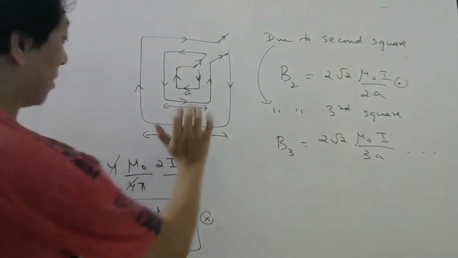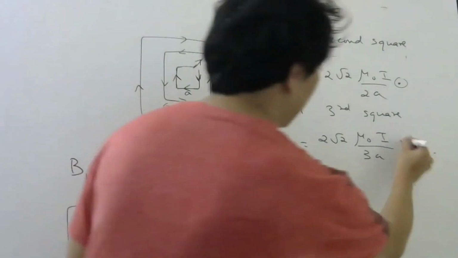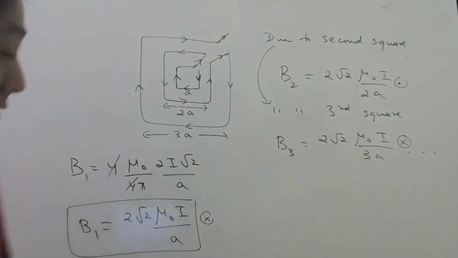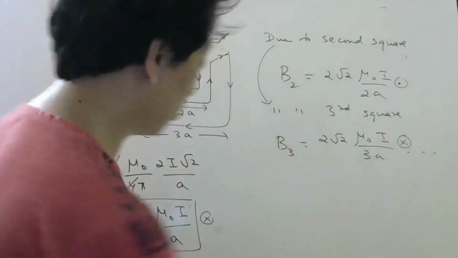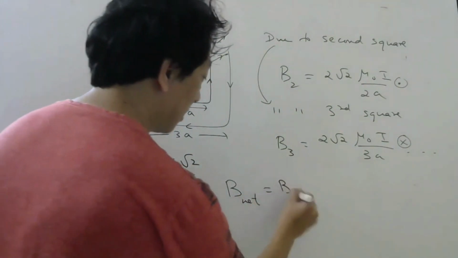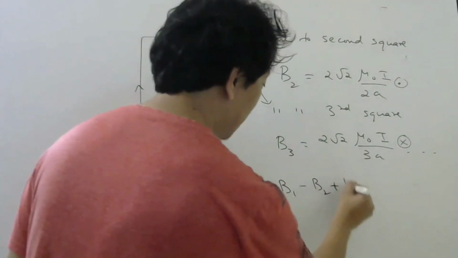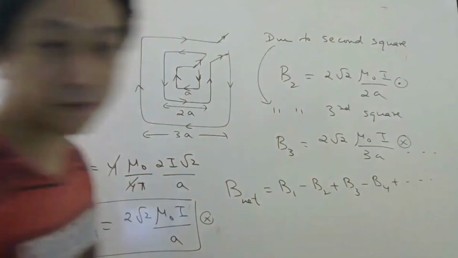Again due to the third one it will be in. See, the current is this side in. So this will be in. If I take this positive, this will be negative. So the total magnetic field will be B1 minus B2 plus B3, then next is minus B4 plus and so on.